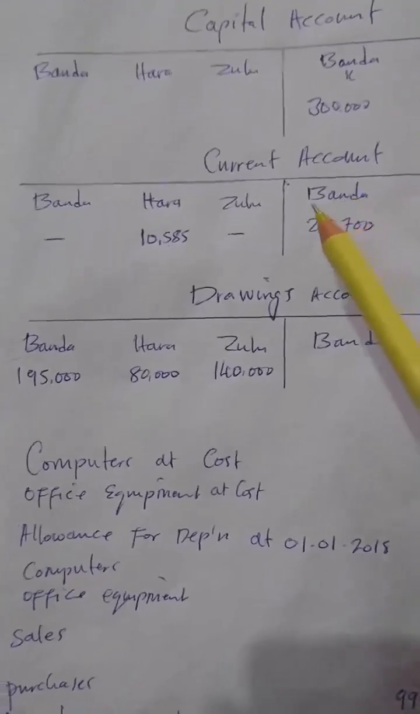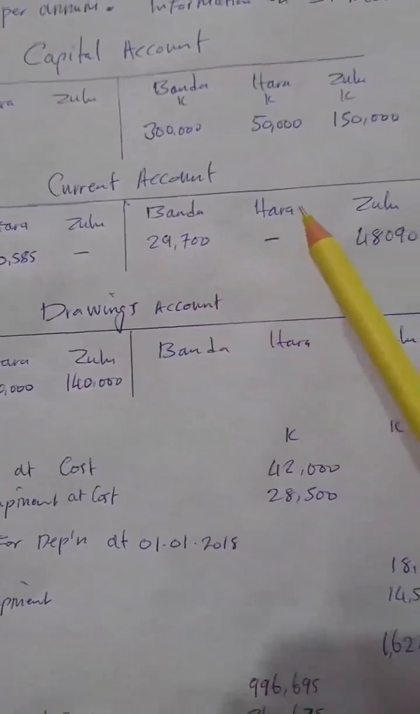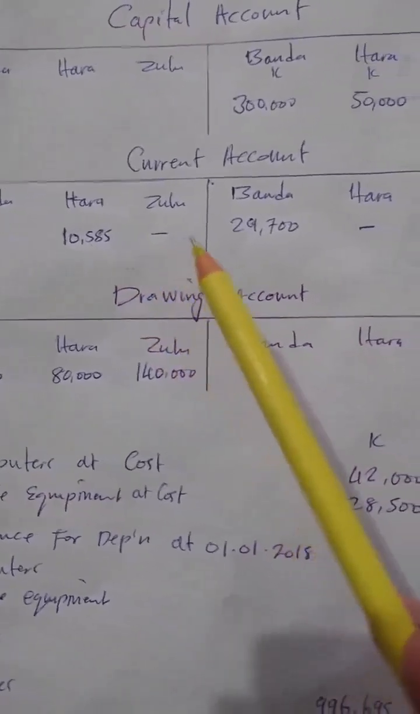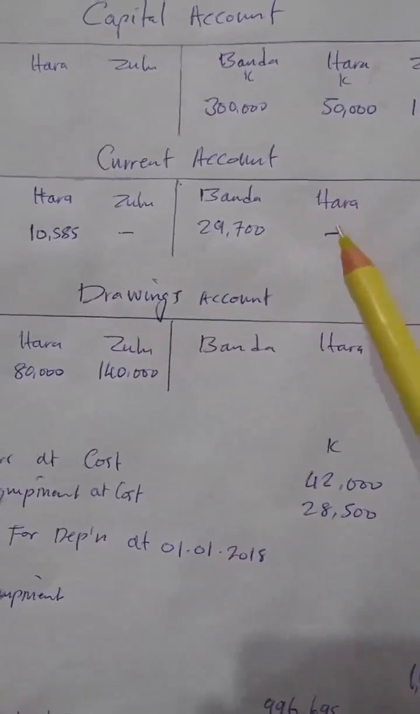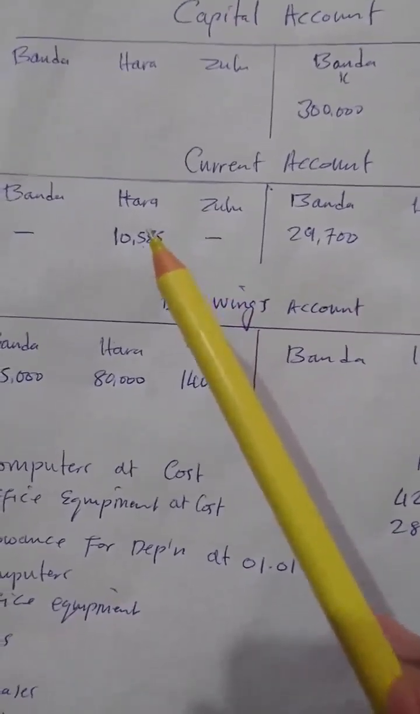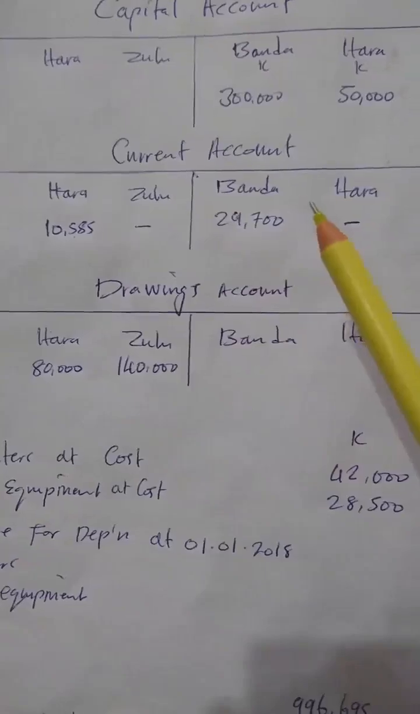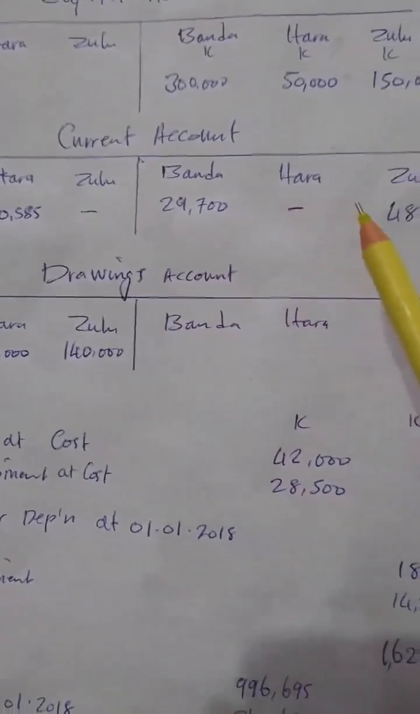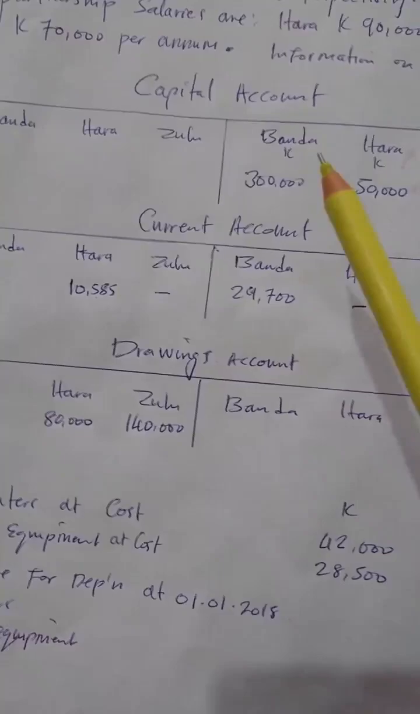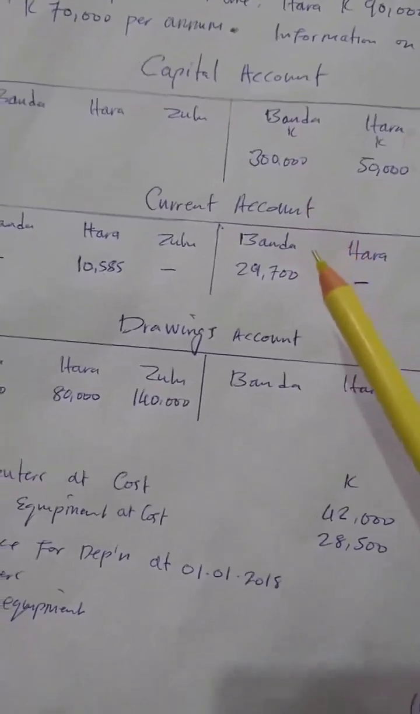Then the current account is looking like this: Banda, Hara, Zulu. So Hara has a debit balance and doesn't have a credit balance. A debit balance in the current account means somebody overused their benefits. They no longer have the benefits in that current year. Okay, so a current account is merely an extension of the capital account. Exactly the way the capital account behaves, that's how the current account behaves.